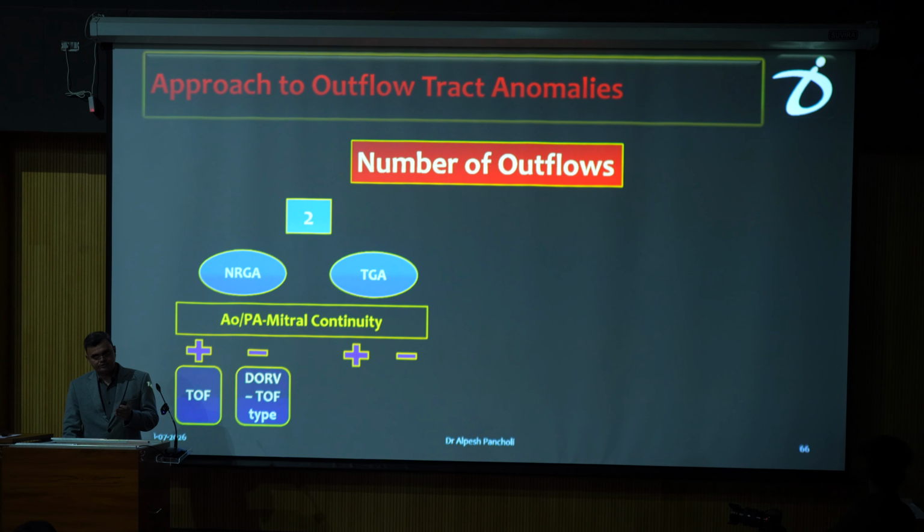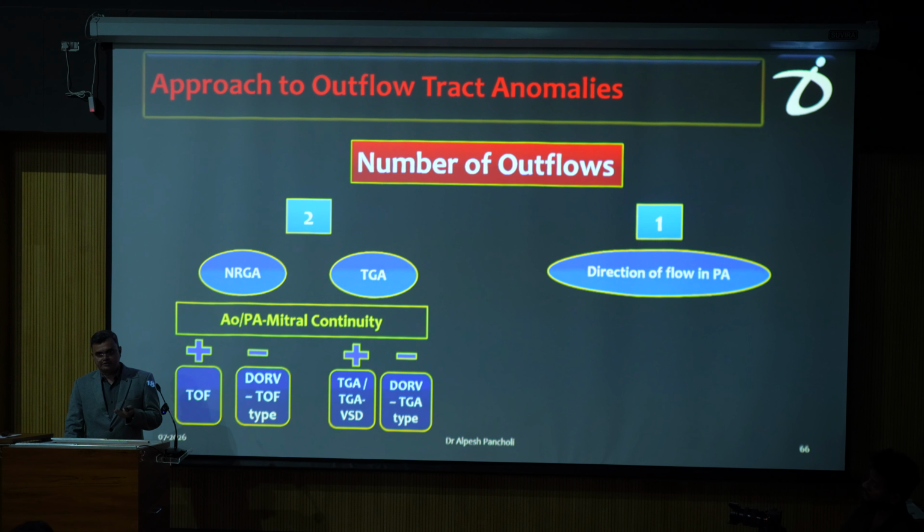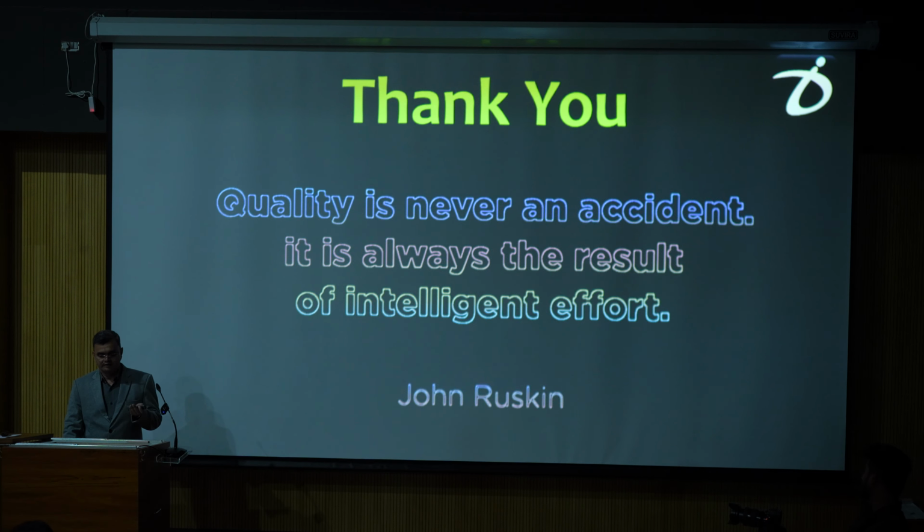If there is a transposition of the great arteries, look for the aorto-mitral or the great arterial continuity. If it is present, then it is simple TGA or TGA with VSD. If it is not there, it is DORV TGA type. And if there is one outflow tract, look for the direction of the flow. If it is the same and the main pulmonary artery is arising from the great artery, it is CAT, and if it is reverse flow, it can be PA-VSD. Thank you very much.